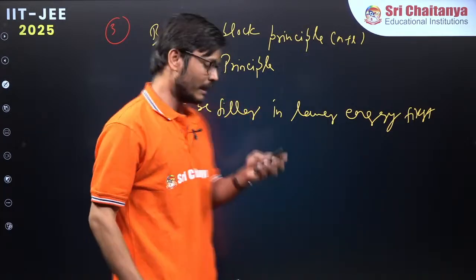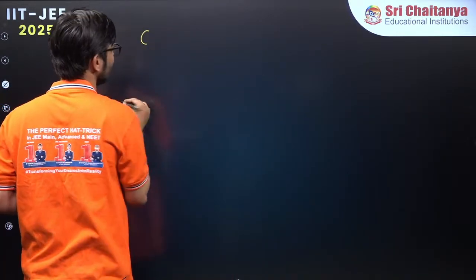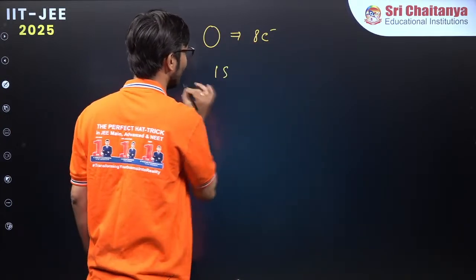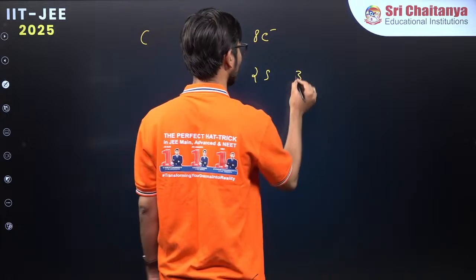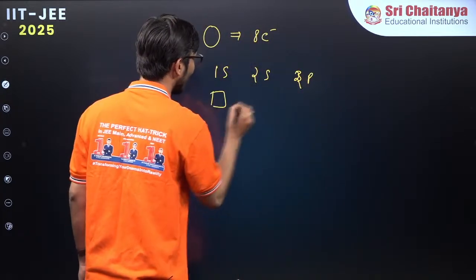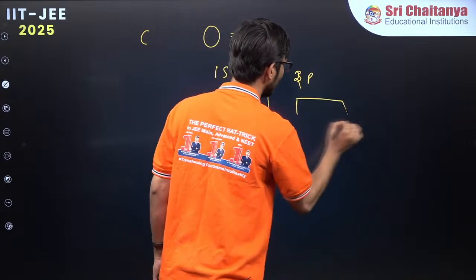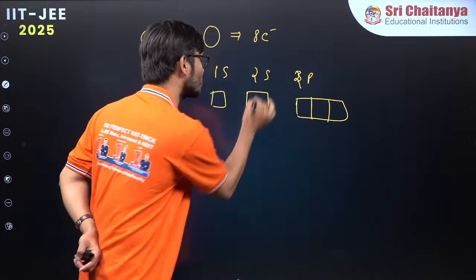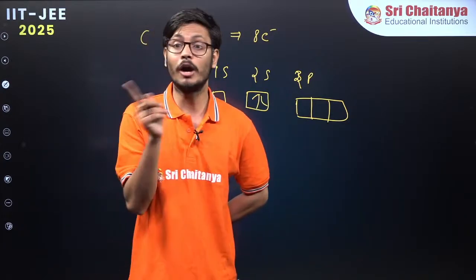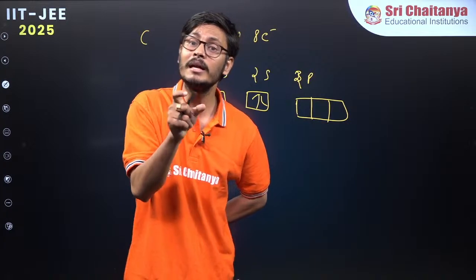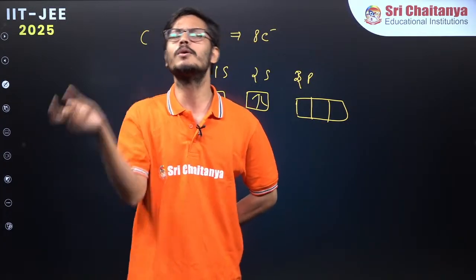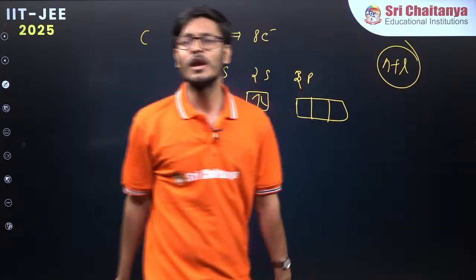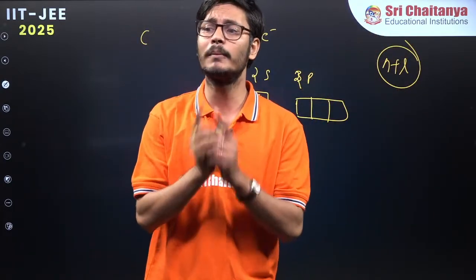For example, let us say I want to write oxygen. Oxygen ka total electron 8. How to write? We have 1s, 2s, 2p. We have 1s ka dabba, we have 2s ka orbital, and we have 2p subshell ka orbitals. Now, how to start filling the electrons? Should I directly go to the second orbit? No, second orbit nahi jana hai. First we will fill the first orbit, then the second orbit, then the third orbit. So the Aufbau principle is nothing but following the n plus l rule.